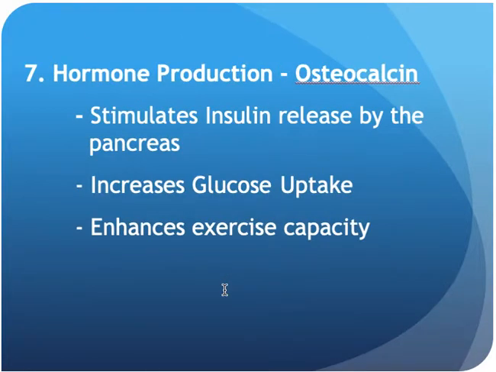So here's number 7, our hormone production, osteocalcin. It's going to stimulate insulin release by the pancreas. This is another one that's a little trickier.